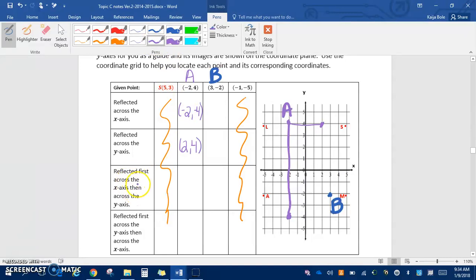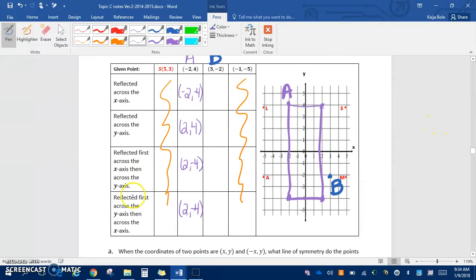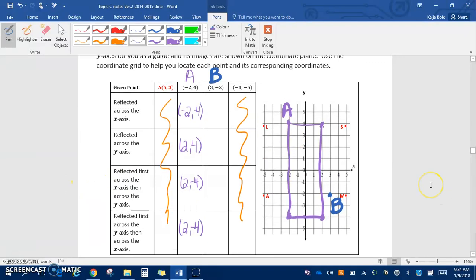Alright, now if we reflect first across the x, so down, and then across the y, so to the right, we're going to end up, we got to add another line here, over here, which is at (2, -4). And then if we go first across the y-axis, so to the right, and then across the x, and then down, we would also end up at (2, -4). Alright? So that's all it's asking you to do. If you look at these last two, you'll see that they're the same point, and that's because you can go in either order and it will end up in the same place. So now let's look at B.